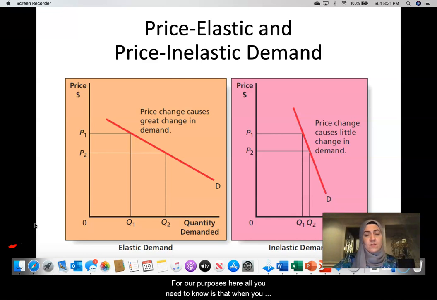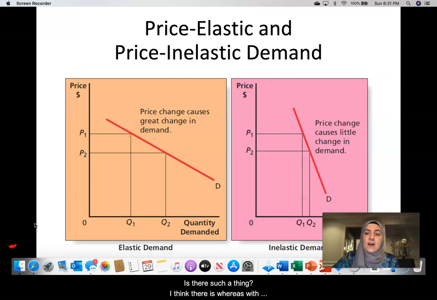For our purposes here, all you need to know is that when you have price elastic demand for your product, it means that when you change the price, demand for the product is going to change. Meaning, if I raise the price, suddenly a whole lot fewer people will want to buy my product. And if I lower the price, many more people will want to buy it. It'll be more appealing to them. And that often happens with products that are not considered a need, things that are considered luxuries, maybe like, I don't know, designer ice cream. Is there such a thing?